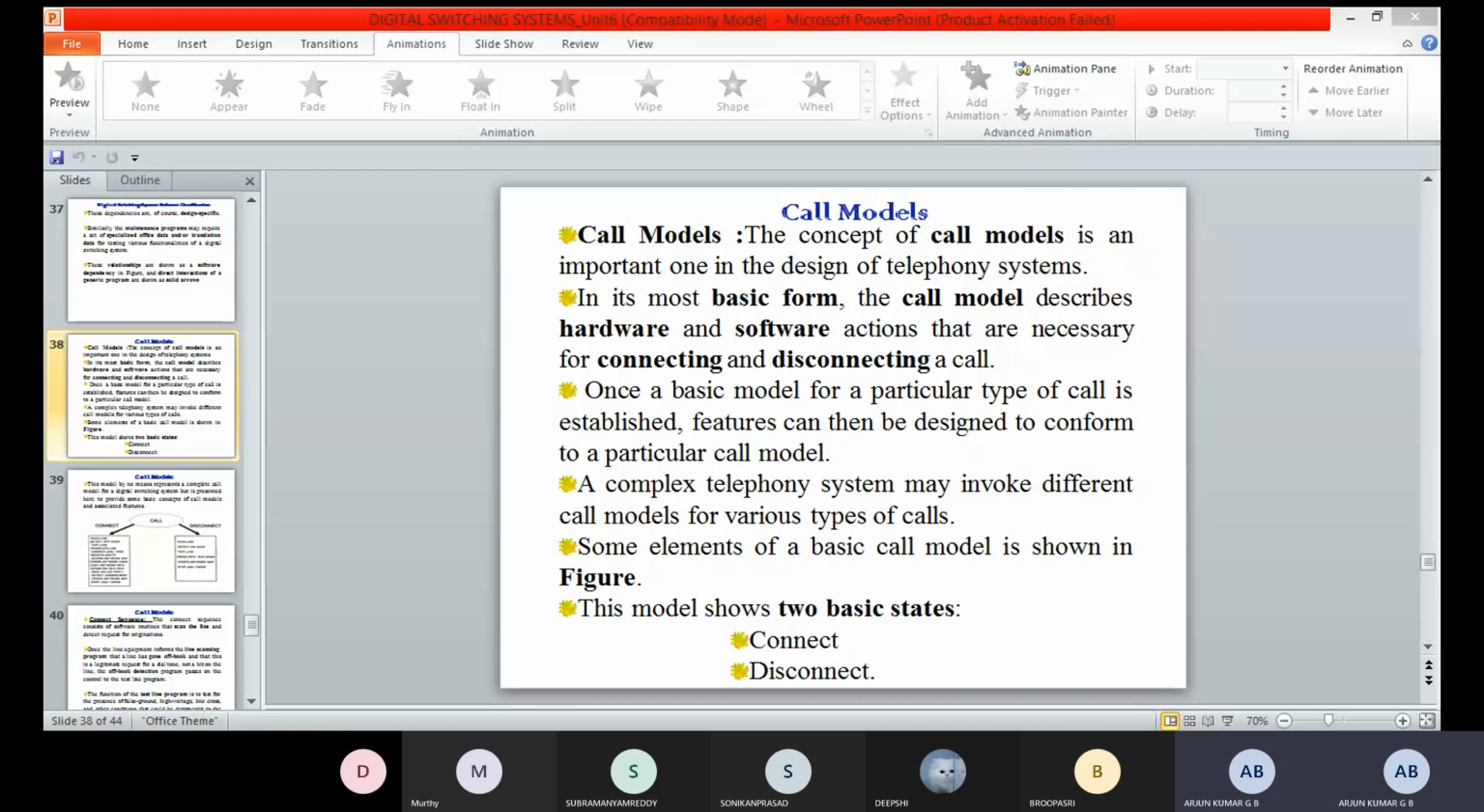Okay, we have two types of call modules. One is the connecting and another is the disconnecting. Through connecting sequences, what are the software and hardware involved. Similarly, for disconnecting sequences, what are the hardware and software involved. Okay, that's why in the next class we are discussing the connecting sequence and then the disconnecting sequence.